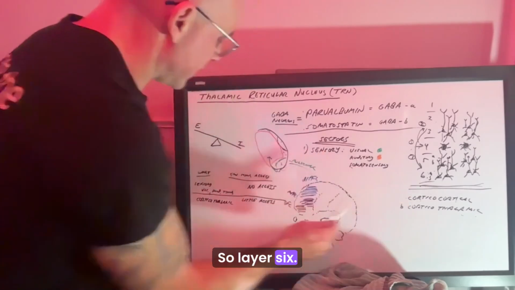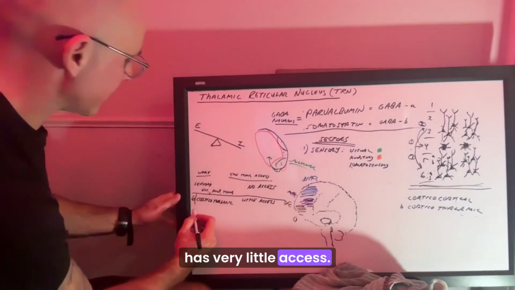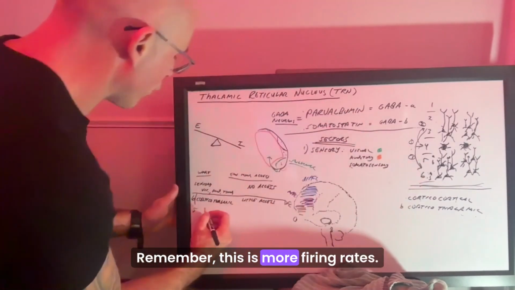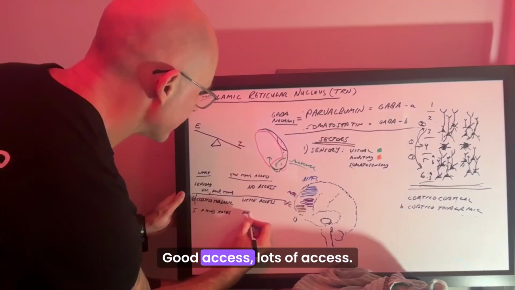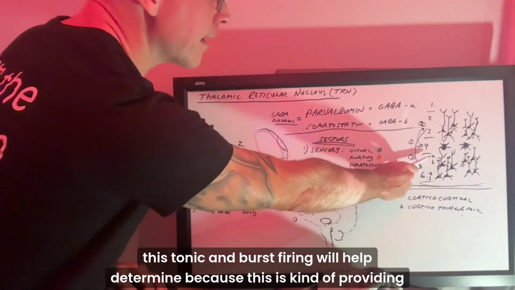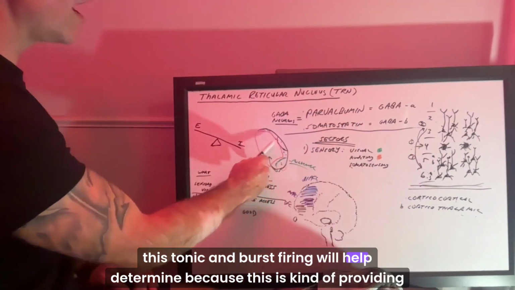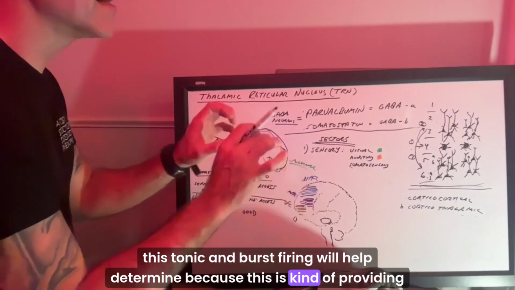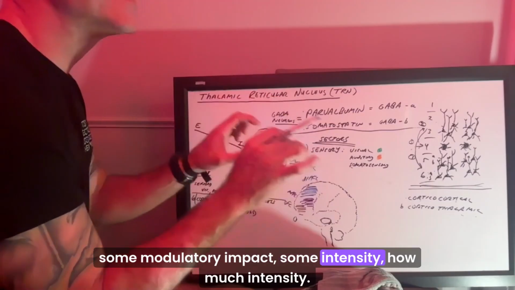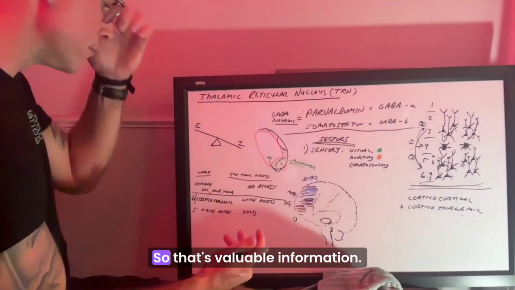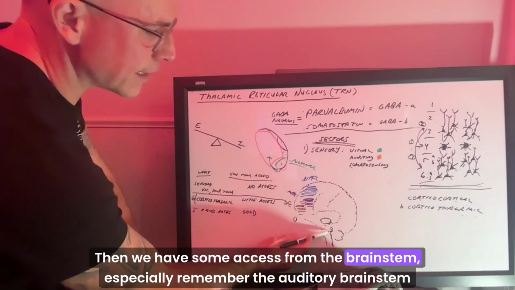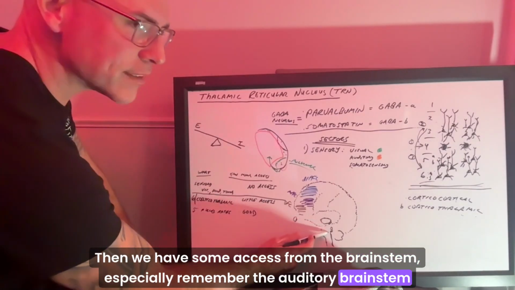So layer 6 has very little access. Layer 5 has a lot of access. Remember, this is more firing rates. Good access. Lots of access. Not bad. Okay. This tonic and burst firing will help determine, because this is providing some modulatory impact, some intensity. How much intensity? So that's valuable information. And then we have some access from the brainstem, especially remember the auditory brainstem response.